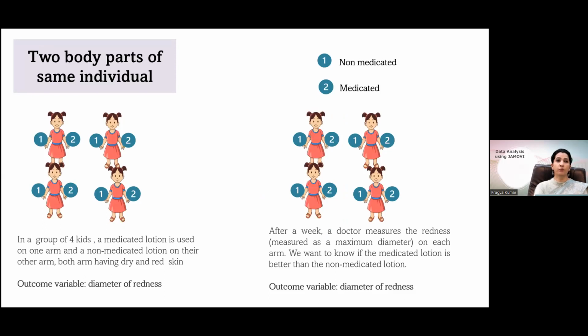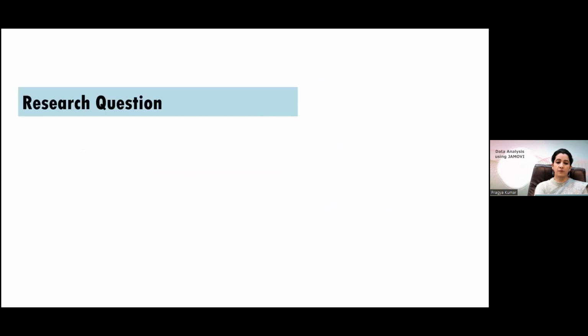Or 2 body parts of the same individual. So like this is one, where 4 kids are there. In one arm, I have used a medicated cream, and in the other arm, I have used a non-medicated cream. And after a week, the doctor measured the redness on each arm. And I want to know if the medicated lotion is better than the non-medicated lotion. And the outcome variable is the diameter of redness. Again, like I said, right and left arm will be a paired observation.